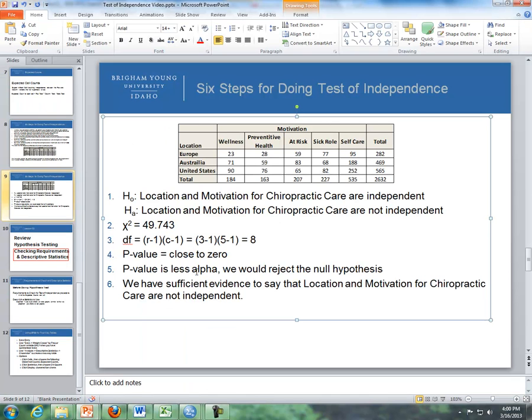And since our p-value is less than alpha, we would reject the null hypothesis. And since we do reject the null, we therefore have sufficient evidence to say, and then we go to the alternative, that location and motivation for chiropractic care are not independent. And so those are the six steps for test of independence.